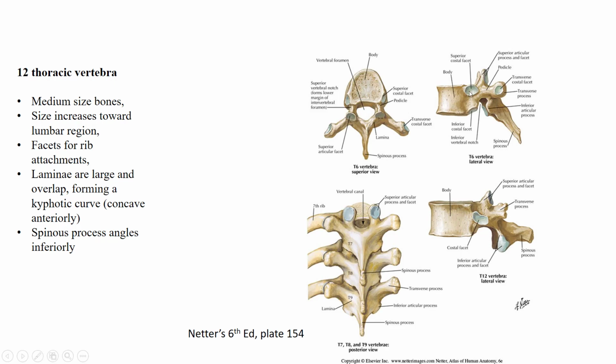So if this is the T6 vertebra, this is the T6 rib that would be coming off of it and touching in those two places, but it also will touch the T5 vertebra, and you can see that a little bit here.